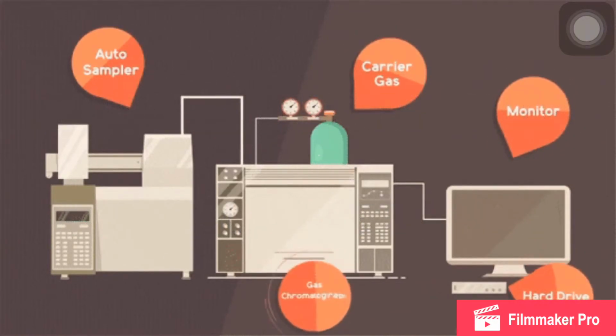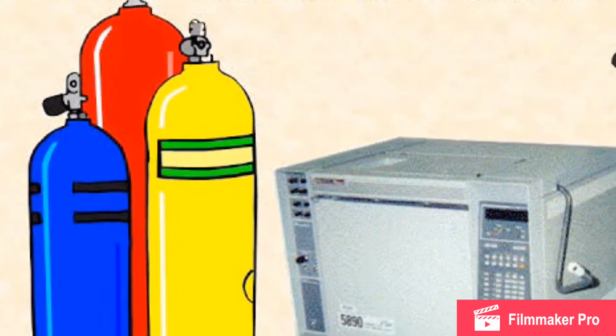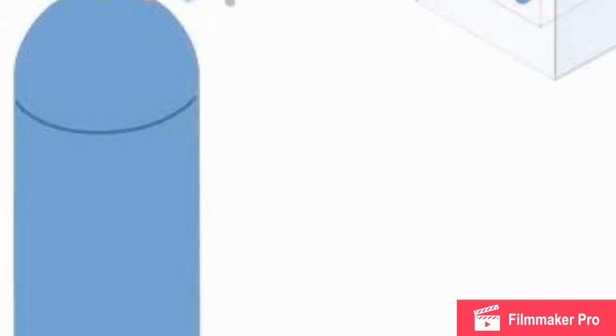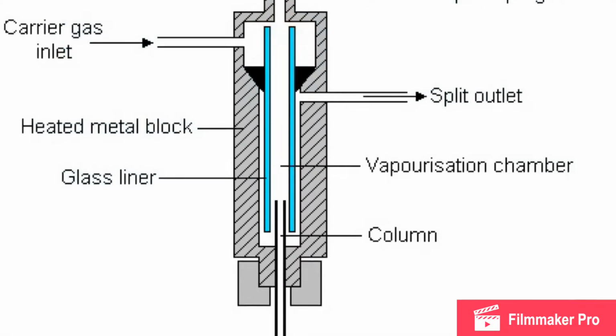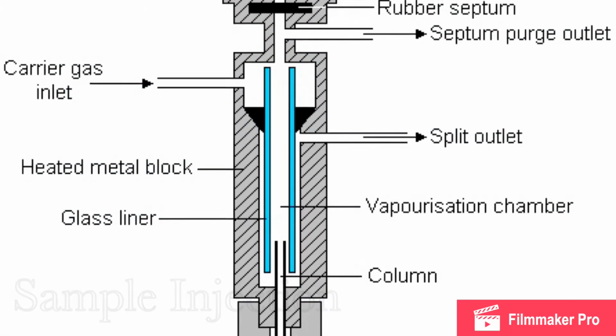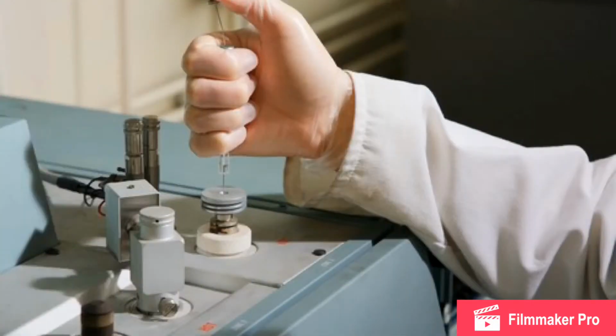the instruments for gas-liquid chromatography. They are the following: a carrier gas system. A mobile phase gas in chromatography is called carrier gas, and it must be chemically inert. Helium is the most common mobile phase. The next instrument is sample injection. It is a sample port necessary for introducing the sample at the head of the column.